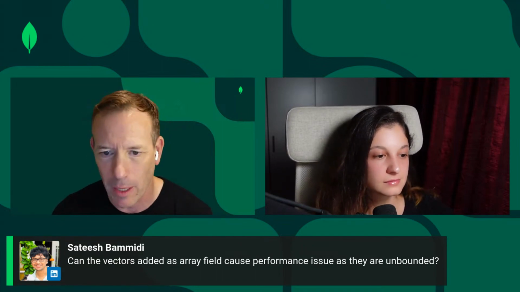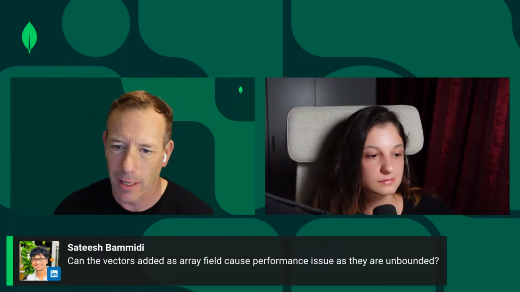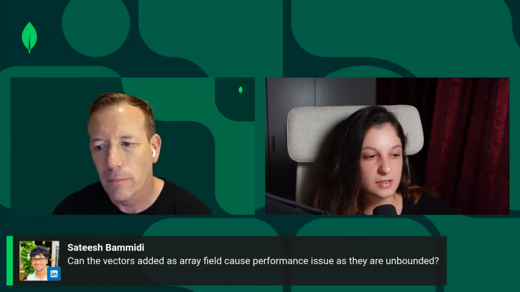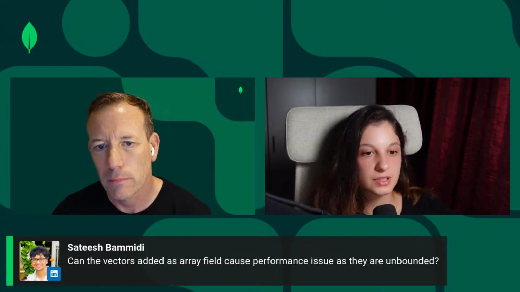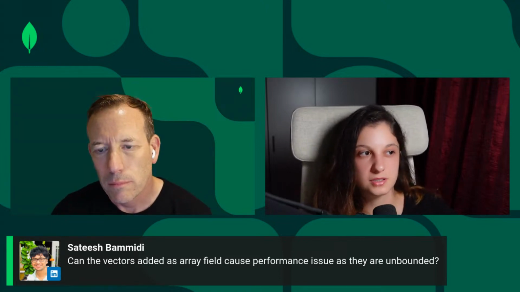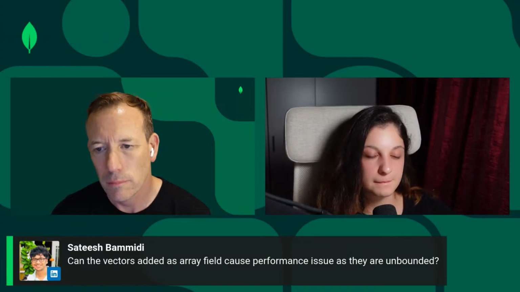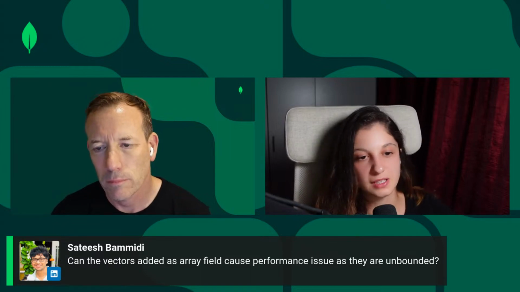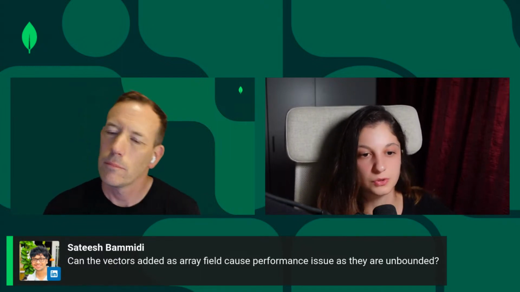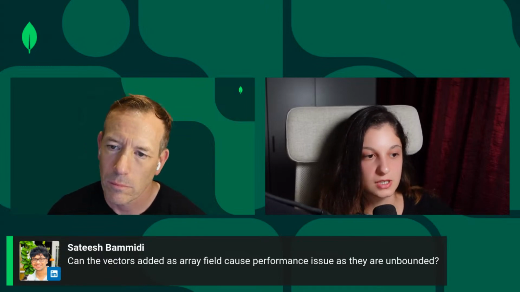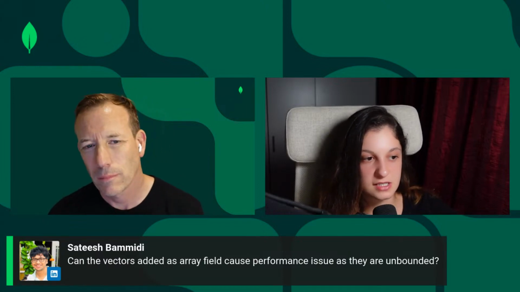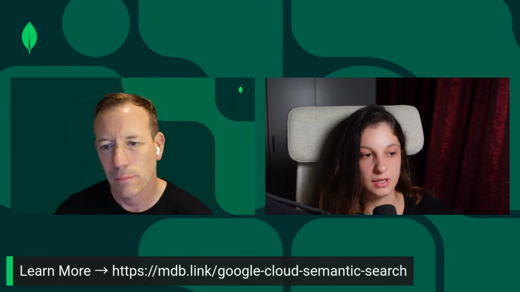One question that just came in: does adding vectors as an array field cause a performance issue because they're unbounded? The short answer is that they're not unbounded, in the sense that you can build a search index only up to 2048 as the size of the vector. You can have a longer vector, but it will be useless. It won't work with Atlas Search. So you can pretty safely put them in there if they're within that size. Otherwise, they will be unusable from Atlas.